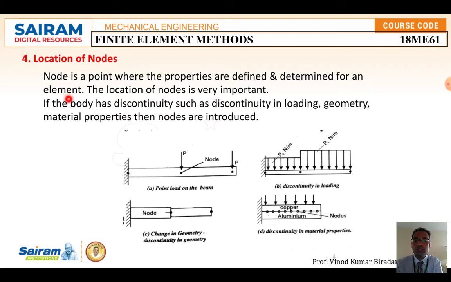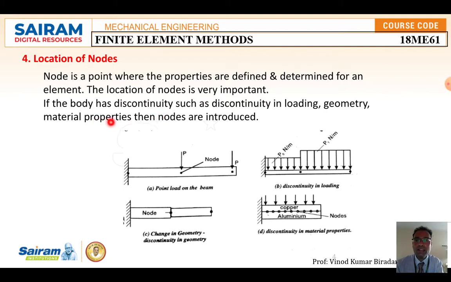So what is a node? It is a point or a joint. A node is a point where the properties are defined, meaning how many degrees of freedom we are going to define. Node is a point where the properties are defined and determined for an element, and the location of a node is very important in the finite element method.